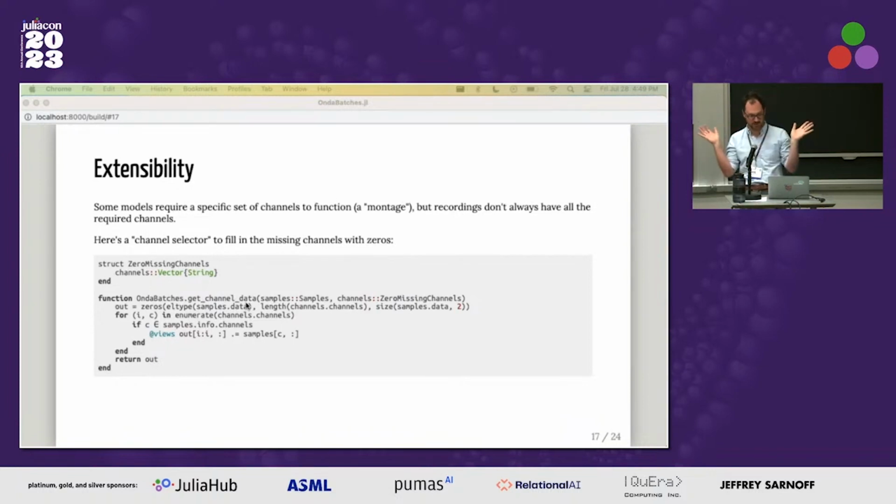As long as it returns a tensor, OndaBatches will be happy, right? So in this case, it basically just goes to the channels that you have to have, and for all the ones that it finds that are present in the samples, it'll stick them in the output, and otherwise it'll just fill it with zeros, right?